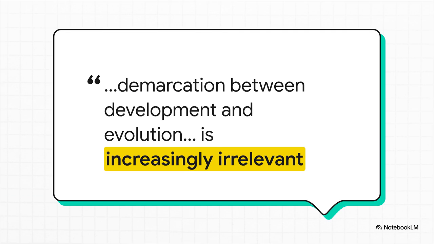And this quote from the source material absolutely hits the nail on the head. There has been a demarcation between development and evolution. This is increasingly irrelevant as fewer and fewer systems are completely new. The old-school wall separating creating software and maintaining software has practically vanished. Modern software engineering is basically just a continuous, never-ending state of modification.